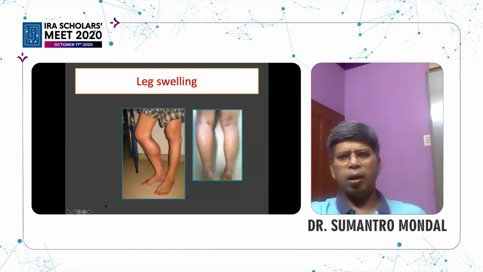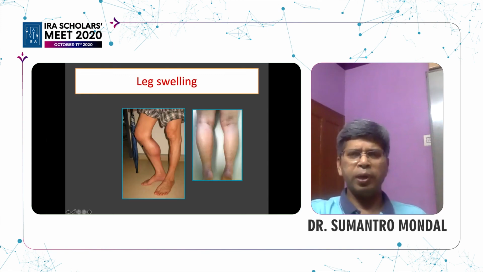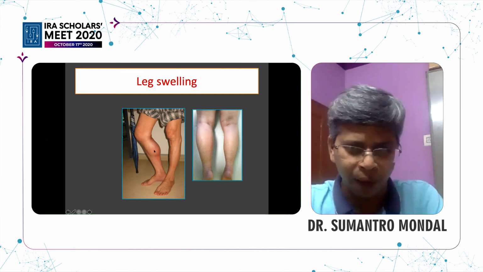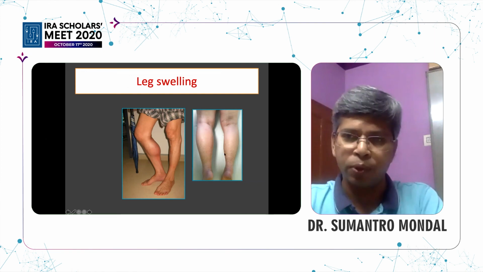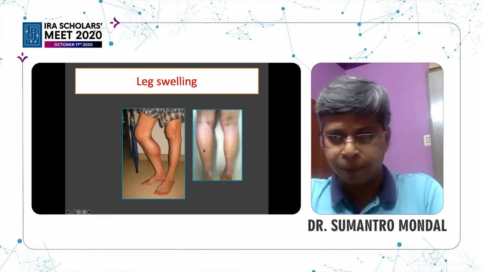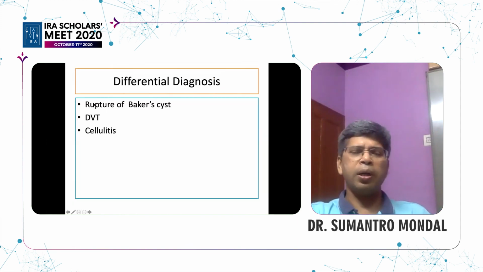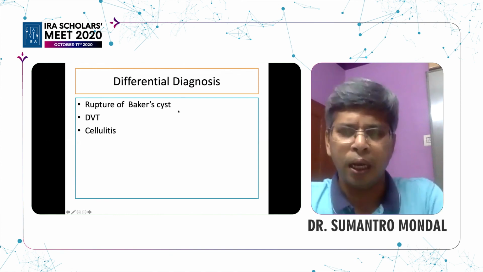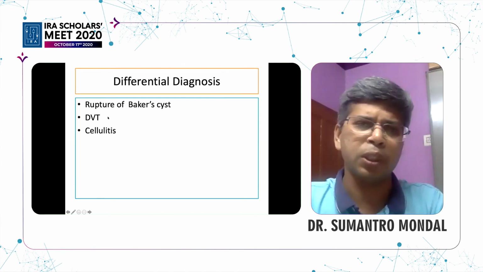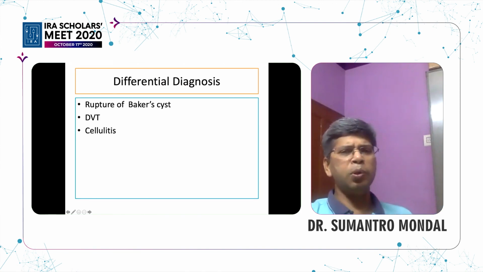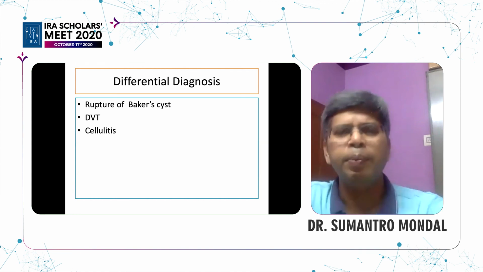Now leg swelling, and with this diagram maybe we will be able to diagnose it. Maybe this is a Baker cyst which is protruding into the calf. But if you look at this photograph, the left leg is swollen. Now, what could be the differential diagnosis? Common differentials are rupture of the Baker cyst, DVT, cellulitis. With rupture of the Baker cyst, the cyst fluid is very inflammatory. It goes into the calf, it causes inflammation. DVT also causes inflammation, swelling. Cellulitis also causes inflammation, swelling. So it is difficult to distinguish, but if you do ultrasonography and Doppler, we can differentiate very easily.